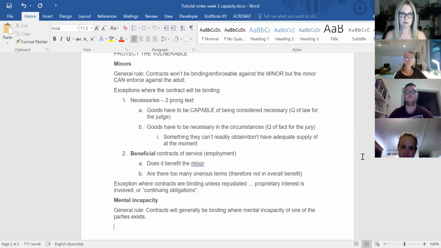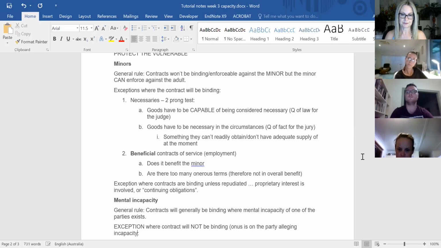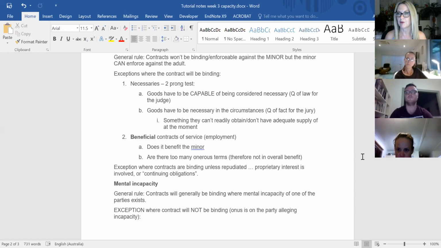Now, the exception, and this is a two-prong test as well. The contract will not be binding. And someone, I think it was Amy Lee, said yes, the onus is on the party alleging the incapacity, unless you can prove someone has taken advantage of the mess. So, Jackson, that is absolutely correct.